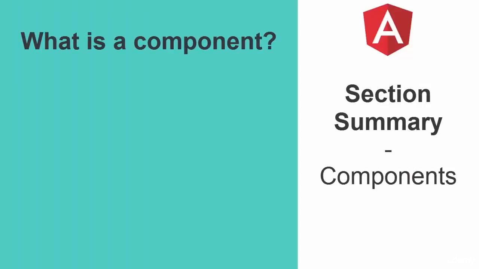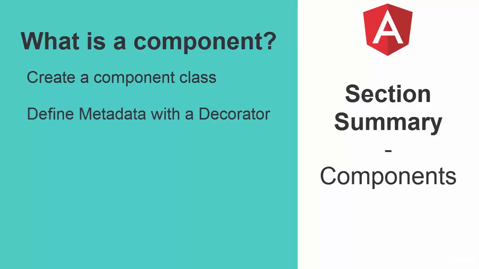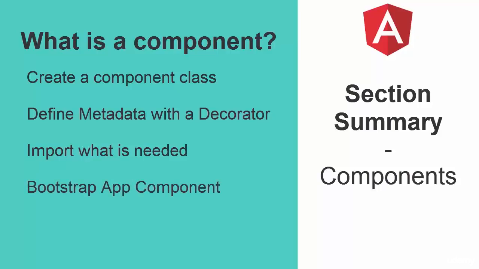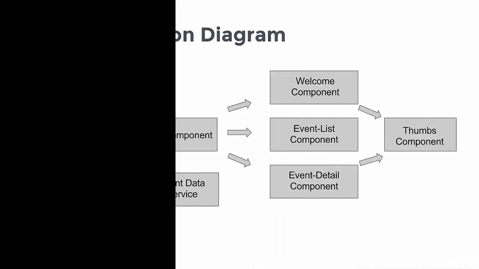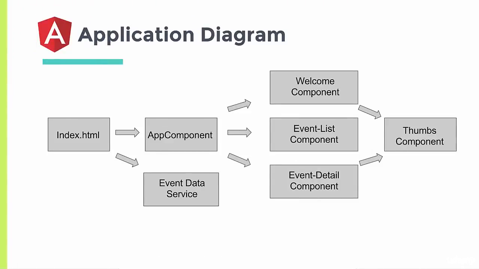In this section, we detailed what a component is and how to build one by creating a component class, defining the metadata, and importing what we need. And we discovered how to bootstrap the component we built to get our application up and running. Let's look again at our application diagram. In this section, we built the app component and have the base of our application working. Next, we'll look at other ways to work with templates and how Angular 2's binding and directives work within them. We'll also build a new component for use in our course project.